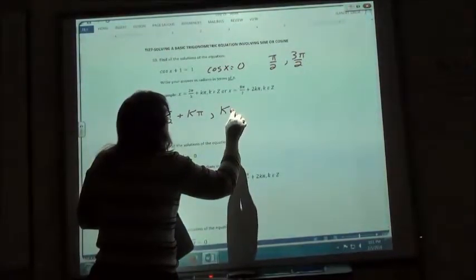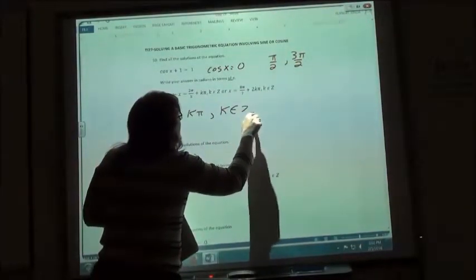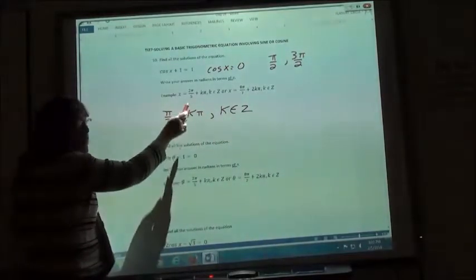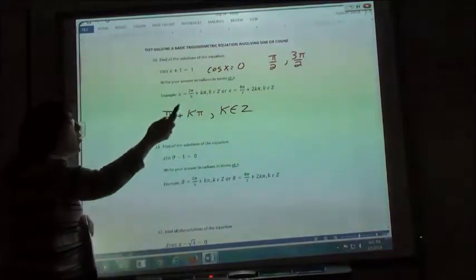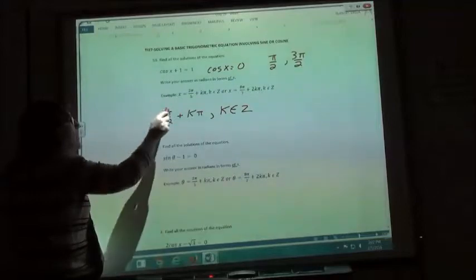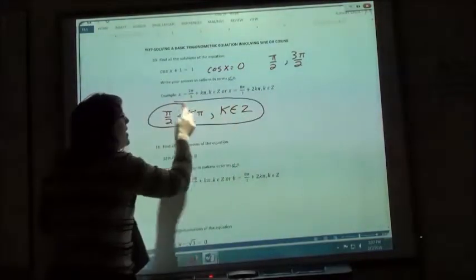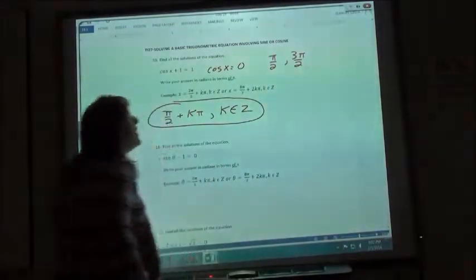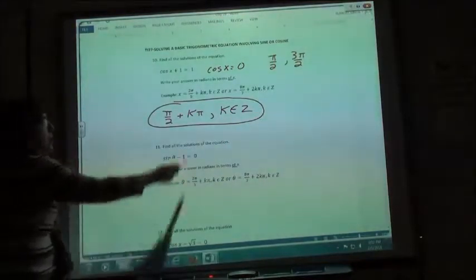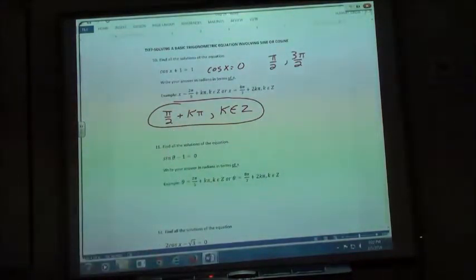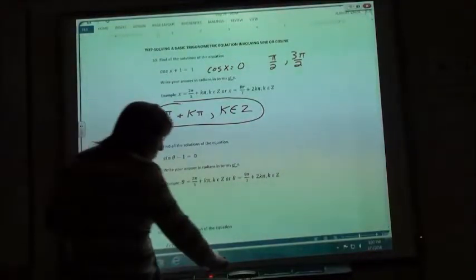K being an element of z means I'm going to take it times 1, times 2, times 3, times 4, and it's just going to go on and on forever. Normally, you have two answers, but because these two angles were exactly 180 degrees apart, we can combine it into one answer instead of putting in two separate answers. Let's look at the next one.